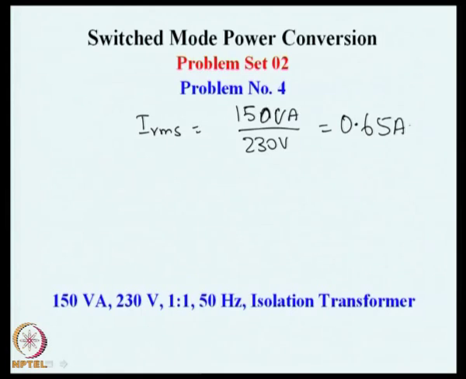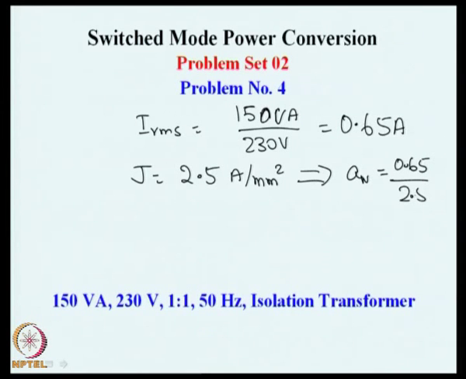0.65 amperes. So, with a current density of 2.5 ampere per millimeter square, this leads to wire cross section of 0.65 divided by 2.5, and that is 0.26 millimeter square. So, how do we select this cross section of the wire?